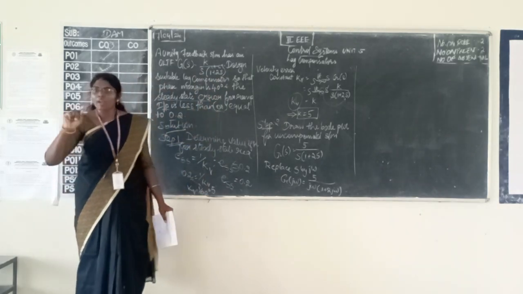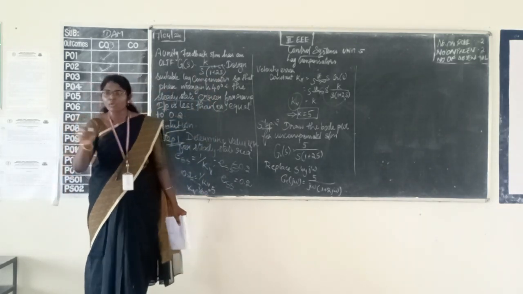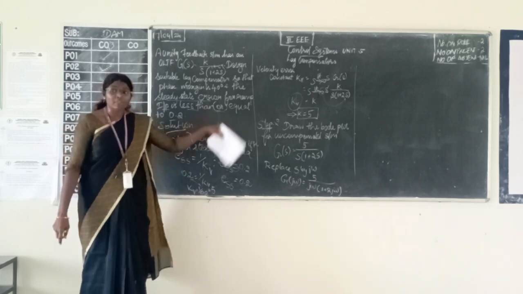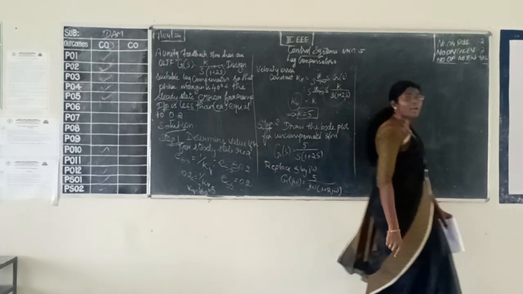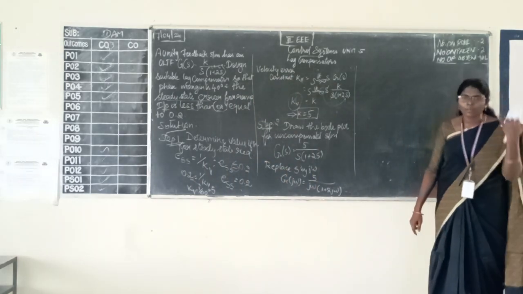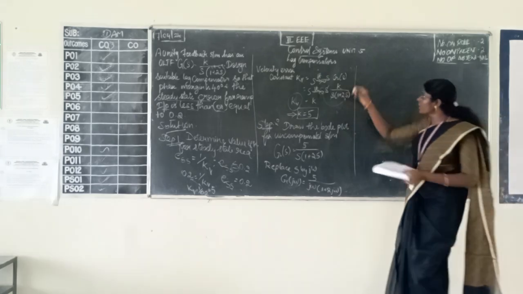If there is a constant number, you have to take that constant number outside. You have to make it in the form of 1 plus sT. After that only you should solve it. So now it is clear that G of j omega is 5 divided by j omega into 1 plus 2j omega.